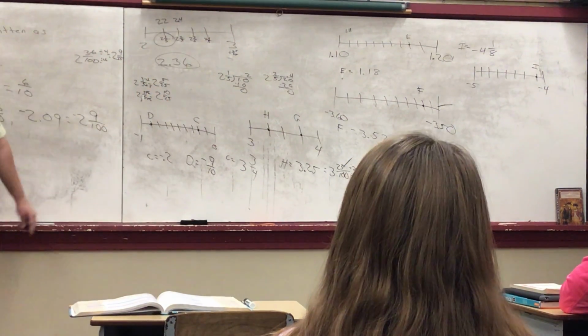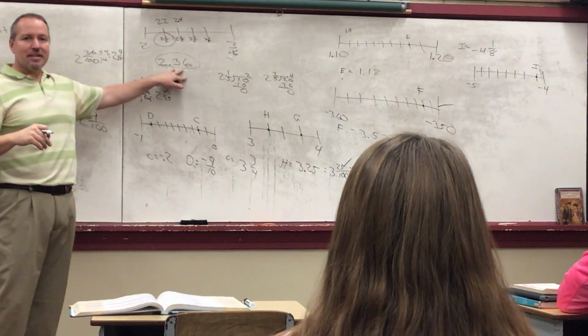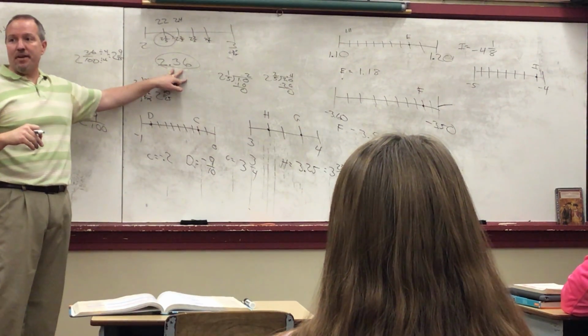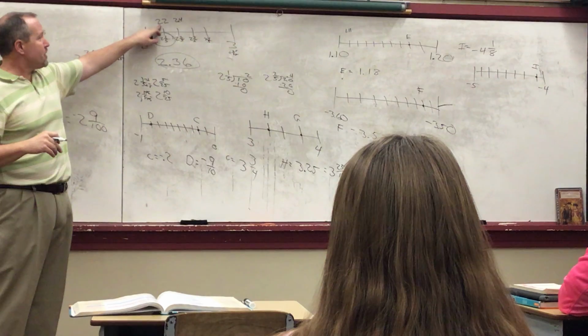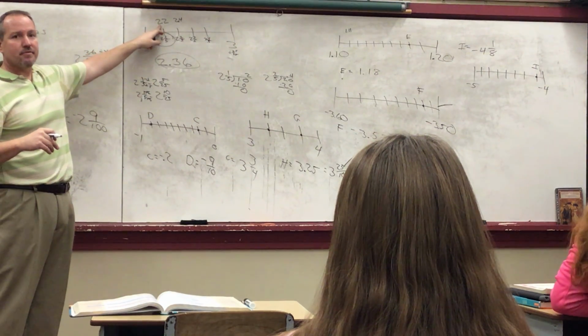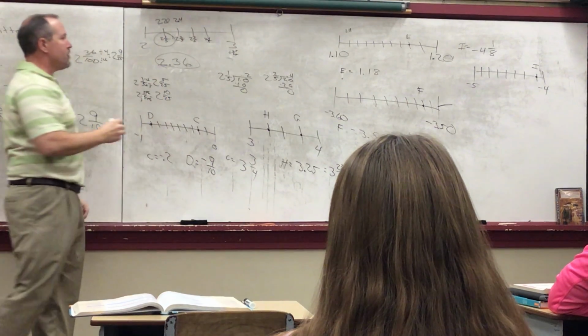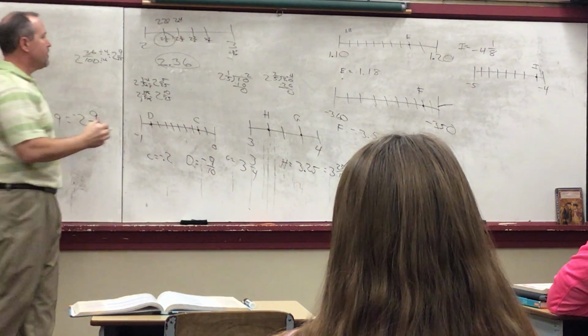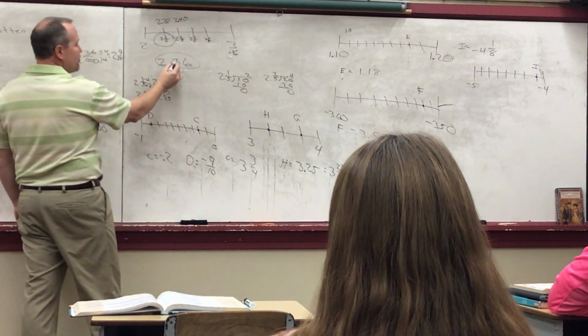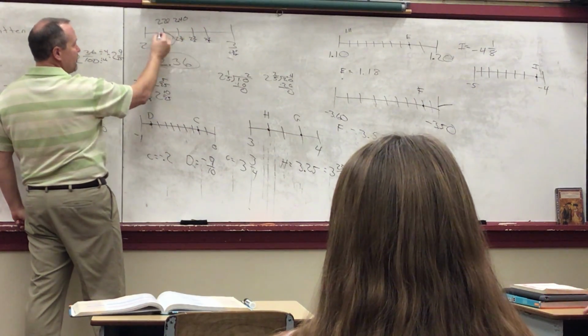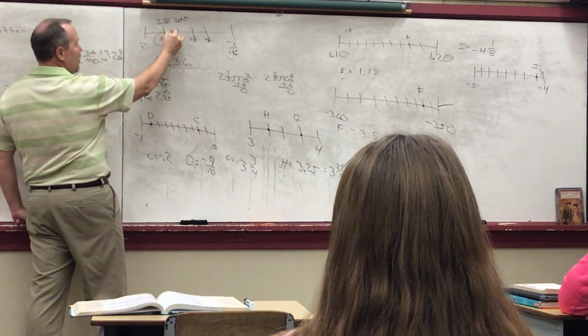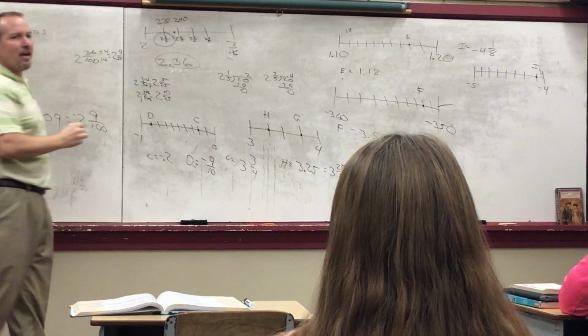Now, we want to find 2 and 36 hundredths. It's going to the 100th place, right? So 2 and 2/10 is the same as 2 and 20 hundredths. 2 and 4/10 is the same as 2 and 40 hundredths. Is 2 and 36 hundredths between these two? Yeah, it'd be located somewhere about there.